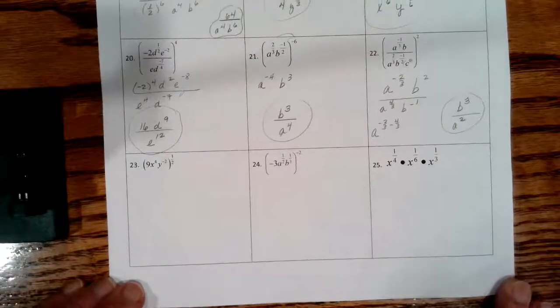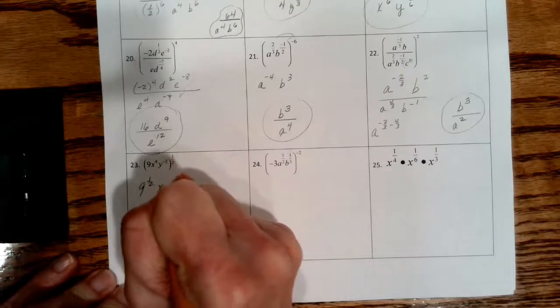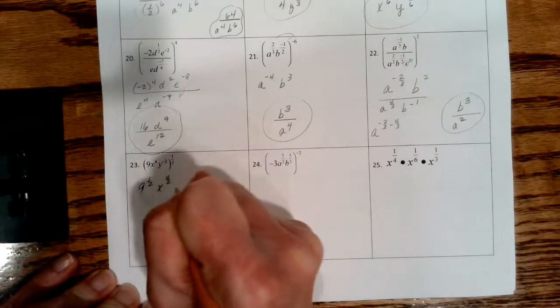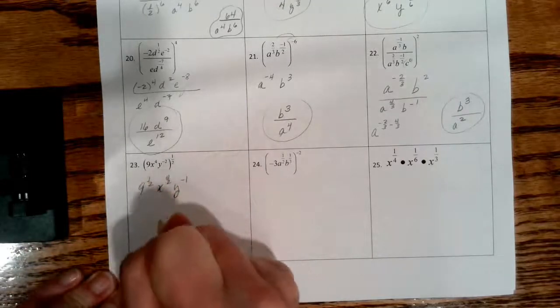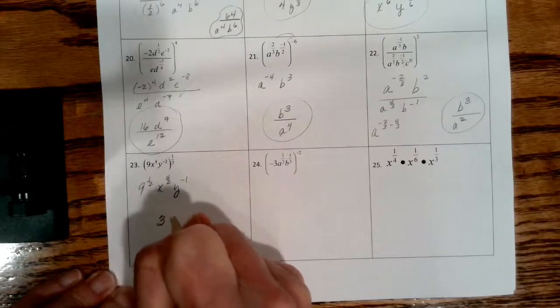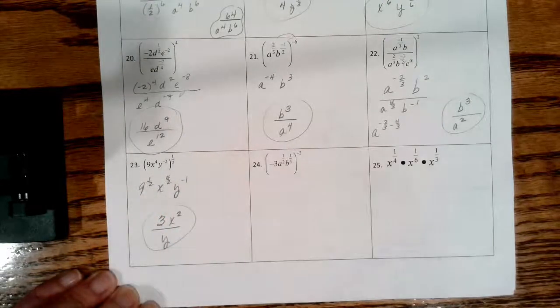Alright, last row. How you doing? 9 to the 1/2 power, x to the 4/2 power, and y to the negative 1st power. Square root of 9 is 3. This simplifies to x squared, and y drops.